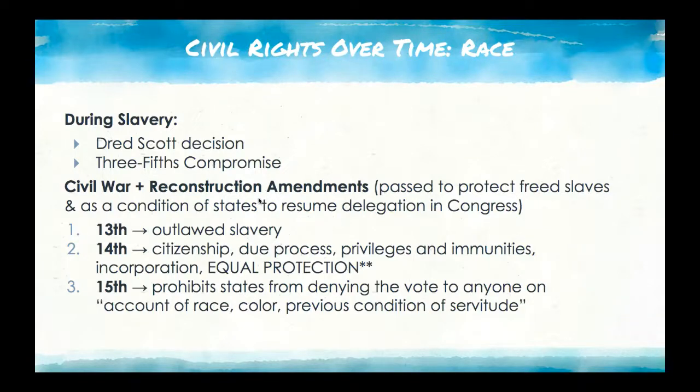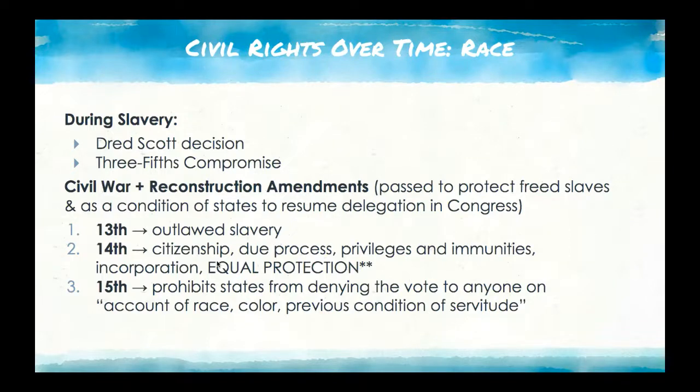We see the 14th Amendment that we've talked about already, outlining many important things that will come to establish civil liberties and rights, specifically citizenship, due process, privileges and immunities between states, incorporation of the Bill of Rights to states, and equal protection, which we are talking about with civil rights today.